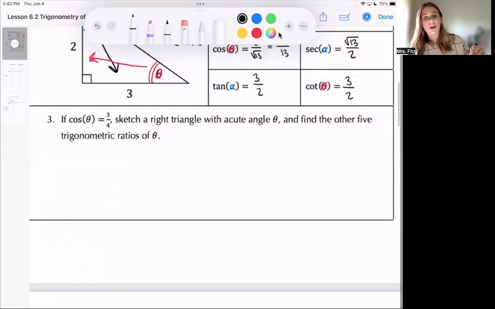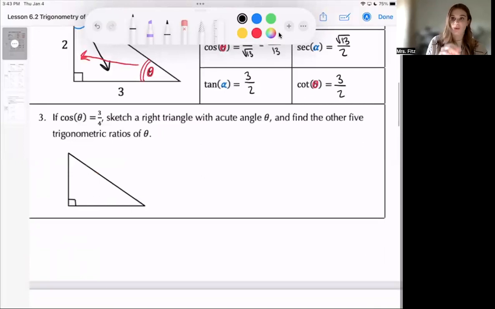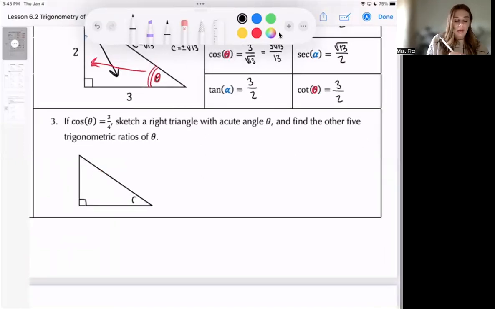So it says if cosine of theta equals 3/4, sketch a right triangle with acute angle theta and find the other 5 trig ratios of theta. So this is what we call a reference triangle. I'm going to go ahead and just draw a generic right triangle. And you can put theta in whichever spot you want. Make sure you have that 90 there because that is important. It is a right triangle. So we have theta, which I can throw right here.